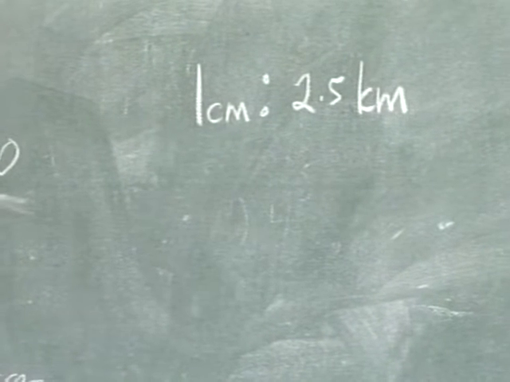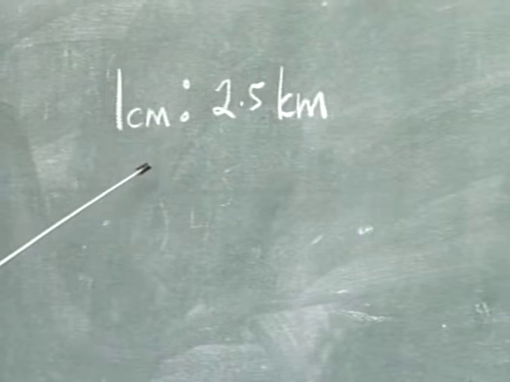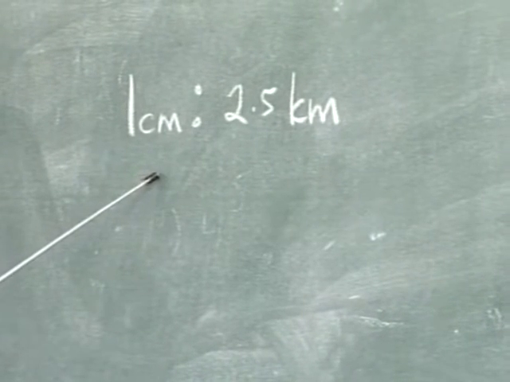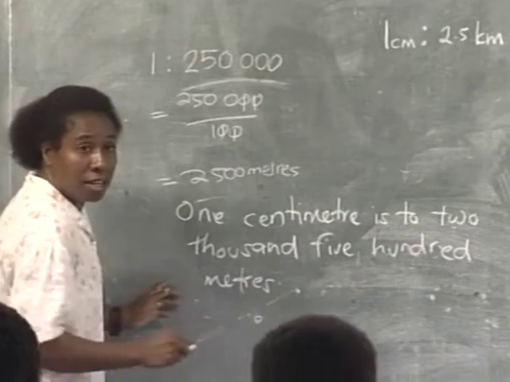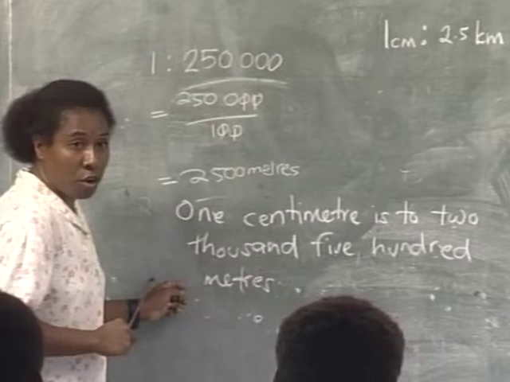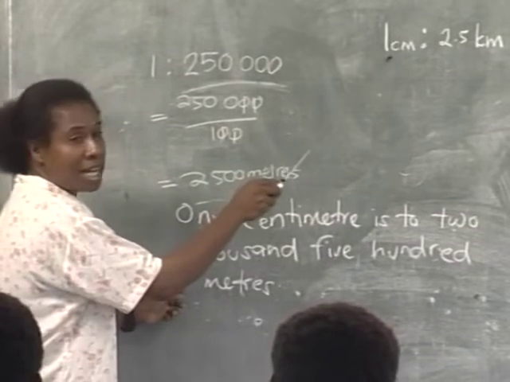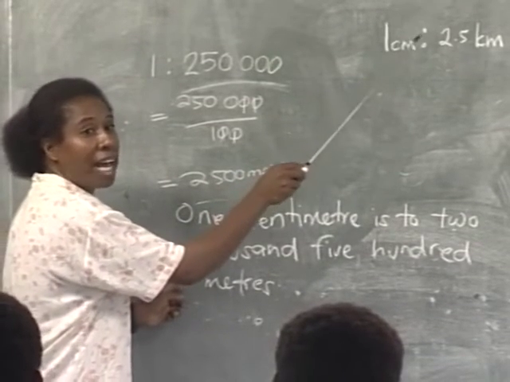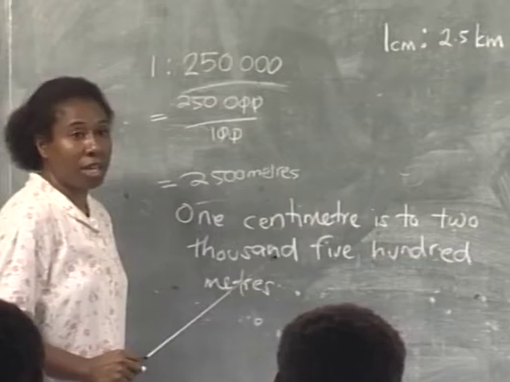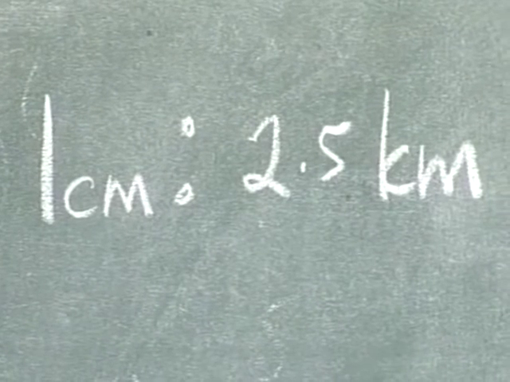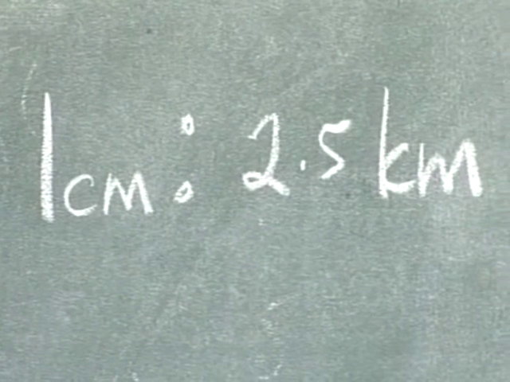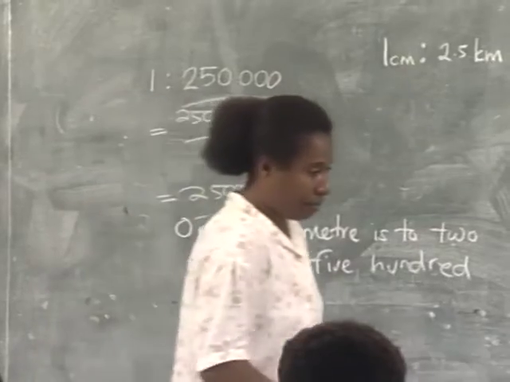Okay, 2.5 kilometers. But this is not in statement form. To be in statement form, we have to write it in written words. So it will be 1 centimeter is to 2.5 kilometers to be in statement form. Okay, so that's the first one done. Good. Let's look at B.